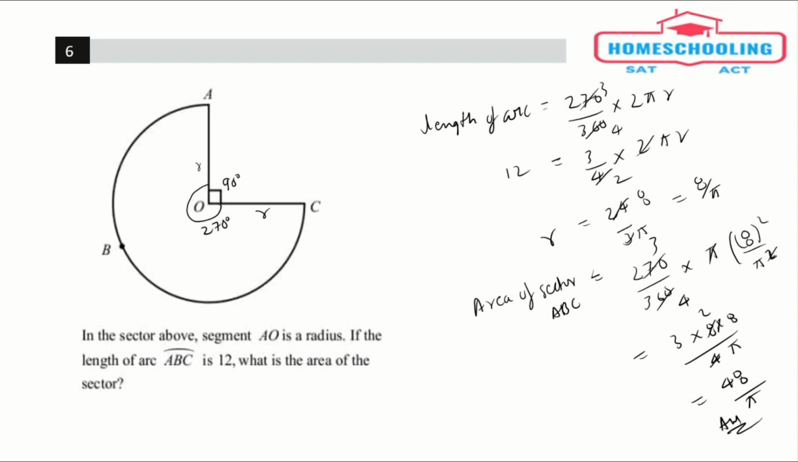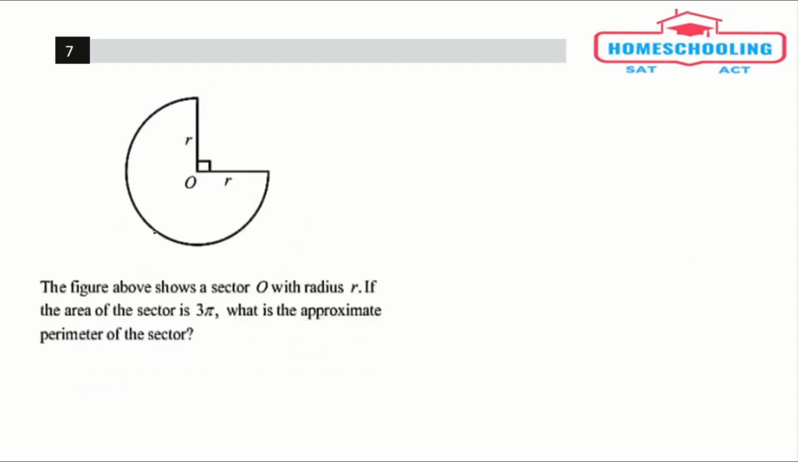Now moving to the next question. The figure above shows a sector O with radius r. If the area of this major sector is 3 pi, what is the perimeter? So we have to find this.